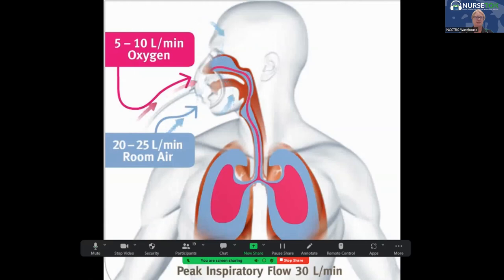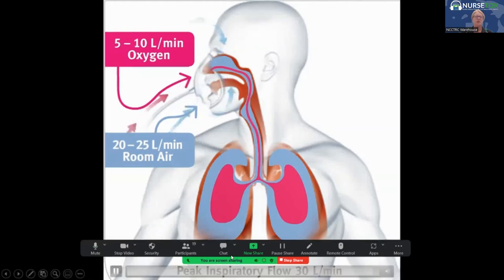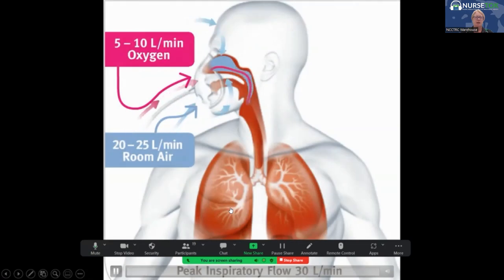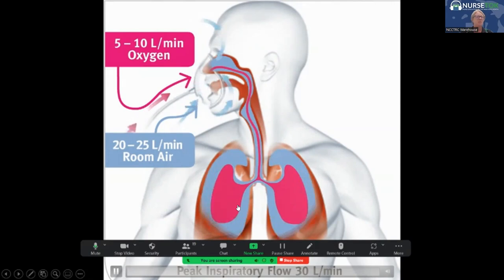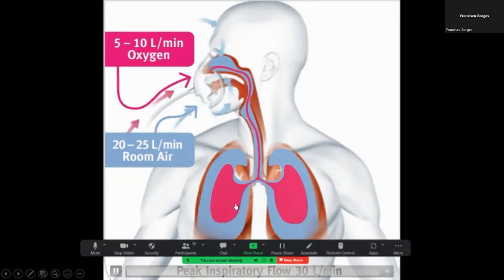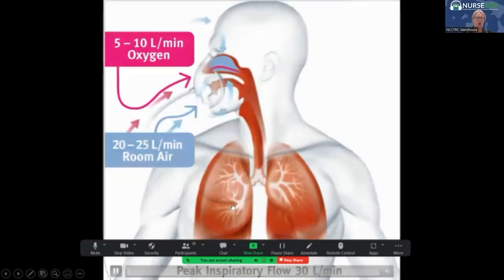So as you can see, the pink or the red, the oxygen, is filling the lungs a little bit, but not really very much. So this patient will still probably have low saturation levels. Okay.